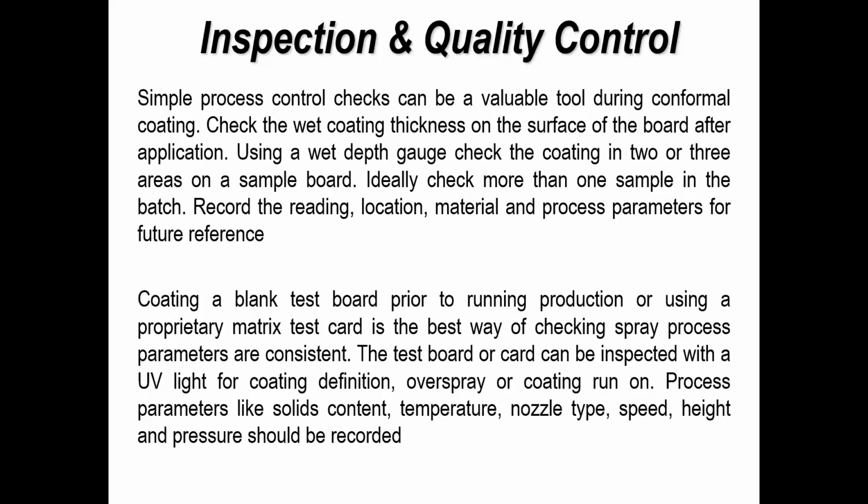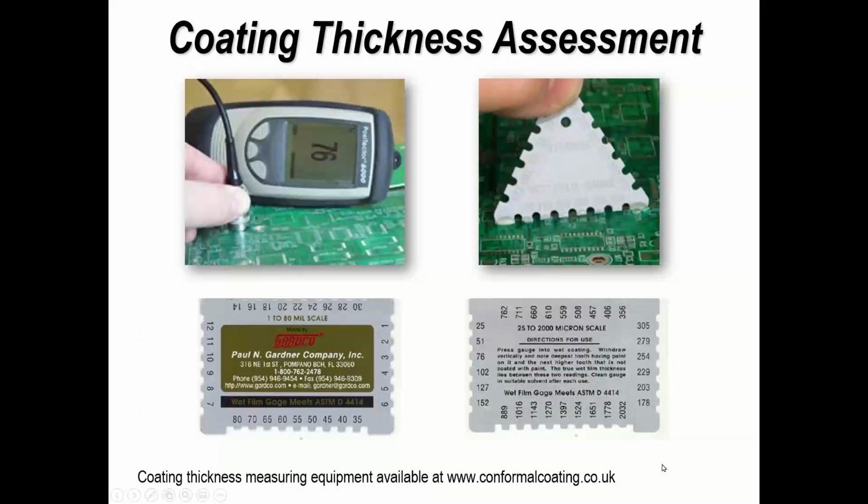I always recommend at the start of a shift using a test card or a test board and running the program and doing a QC check on it, and comparing the performance based on solids content, temperature, nozzle type, speed of operation, all those parameters. And these are pretty simple ways of doing an in-process quality control check. So let's just pick up on that.